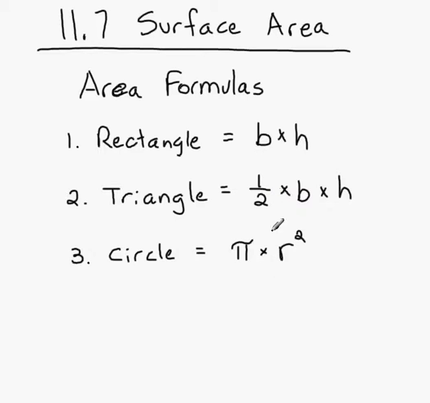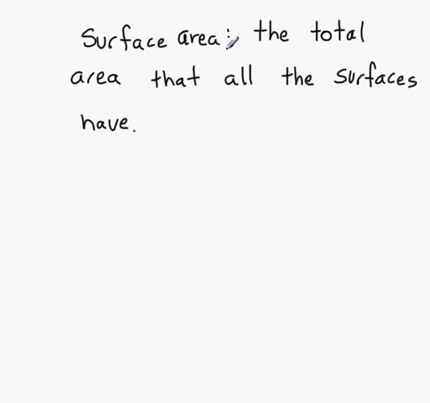Now you're going to need to know these three because we are going to be looking at some shapes that have many surfaces, and you are going to have to calculate the areas of all those surfaces. Now, surface area. The definition for this seems a little circular. It seems to kind of go back to the name, but that's kind of how it is. It's the total area that all of the surfaces of a shape have.